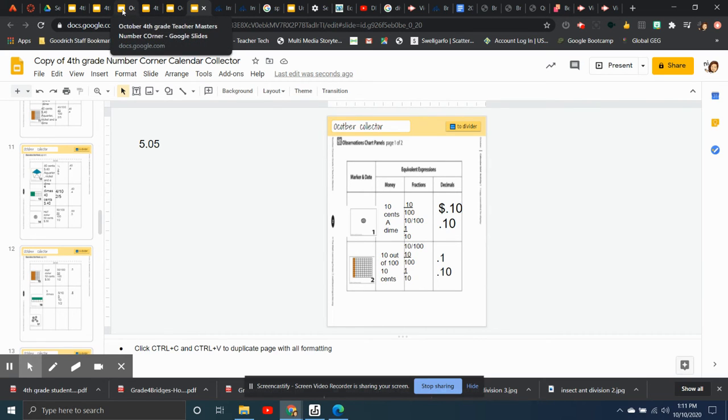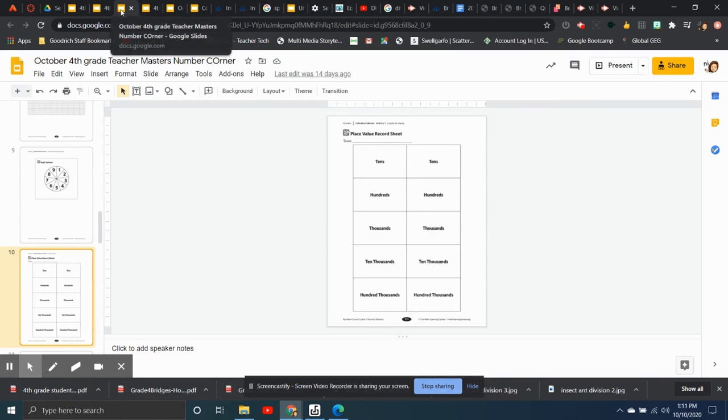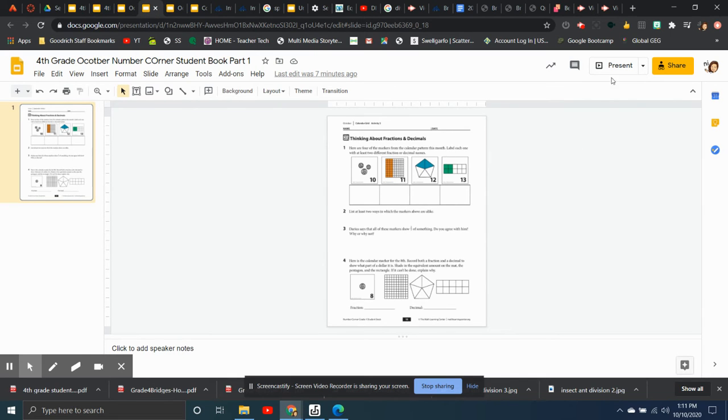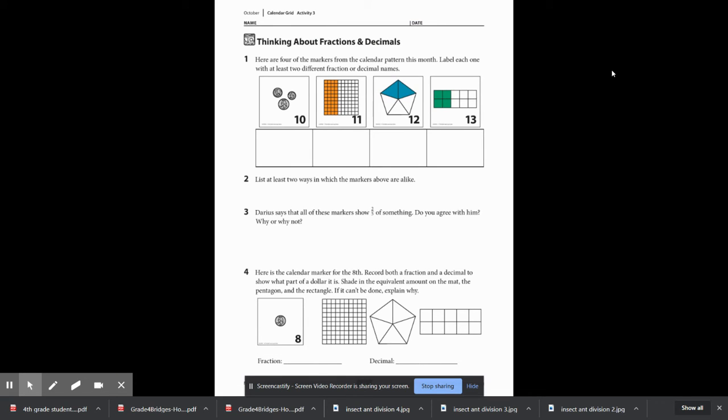All right, so today you have an assignment. And this is your assignment, if I can find it. I put it there, it is. So today you're going to do what we've been doing, basically. It says, there are 4 of your markers from the calendar pattern this month. Label each one with at least 2 different fractions or decimal names. Okay? And this is what we just finished doing for tenths.